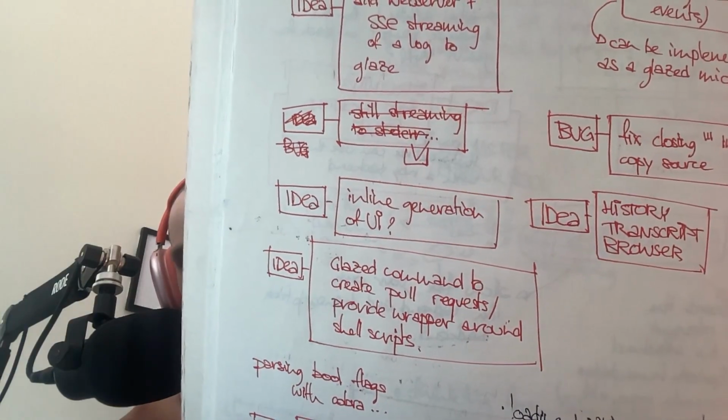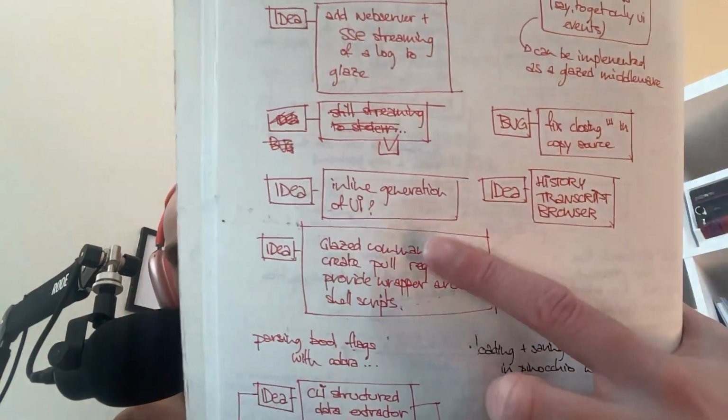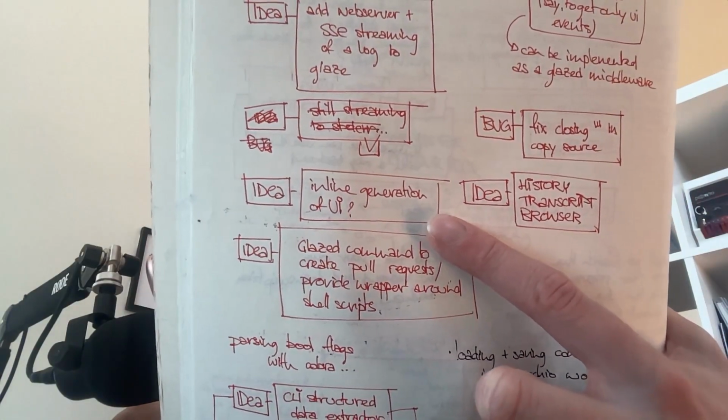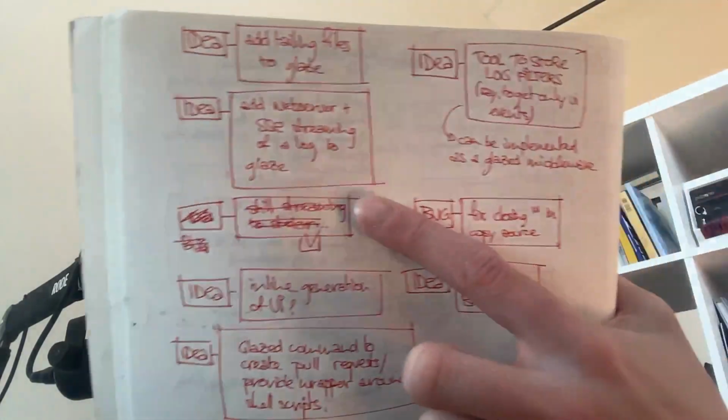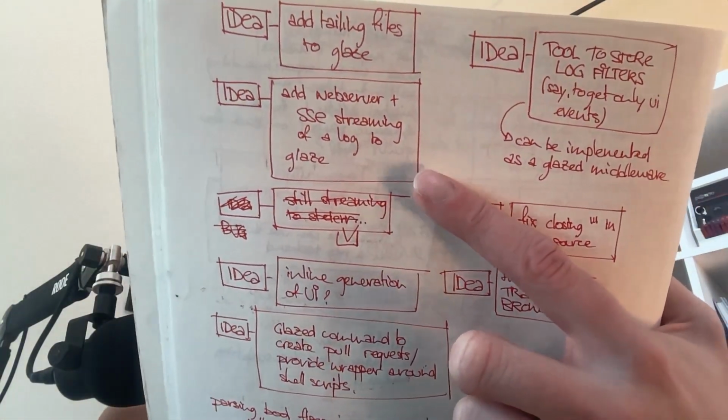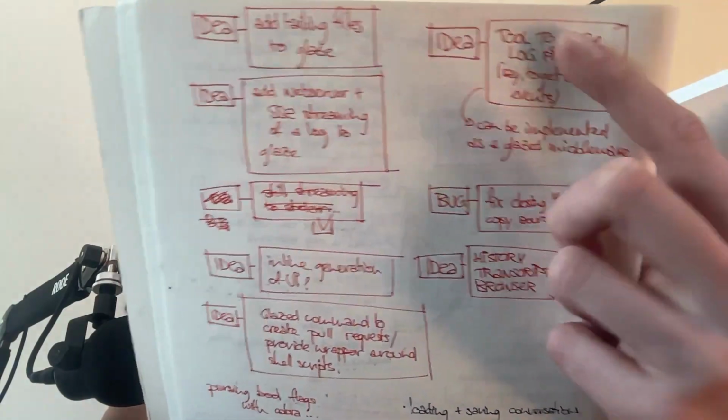and I also realize you really need to add context. I have no idea what this means. Inline generation of UI, sure, whatever. But add web server per SSE streaming of a log to Glaze, right? Those are tailing files to the Glaze tool.